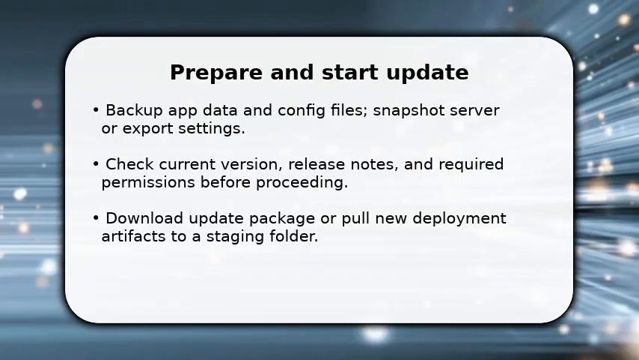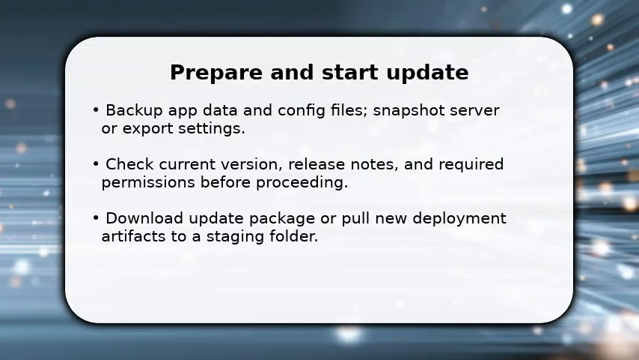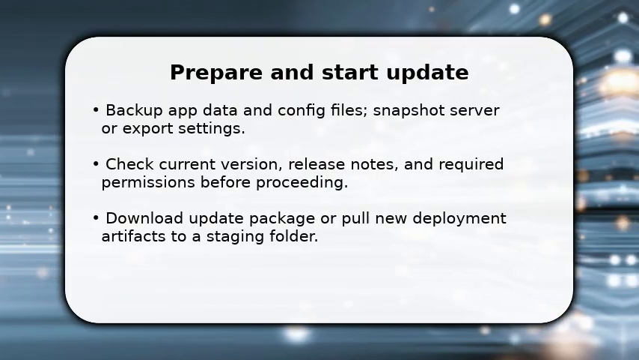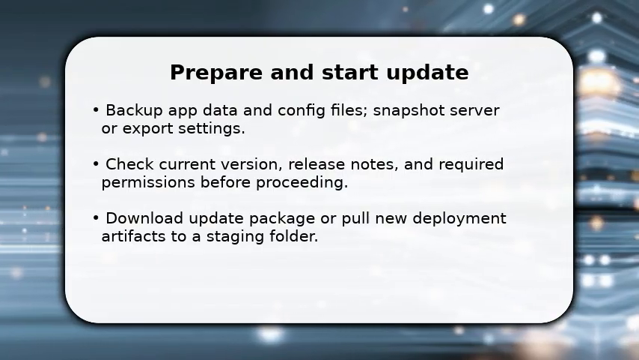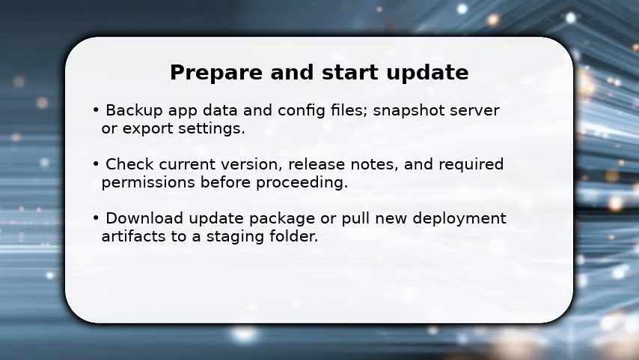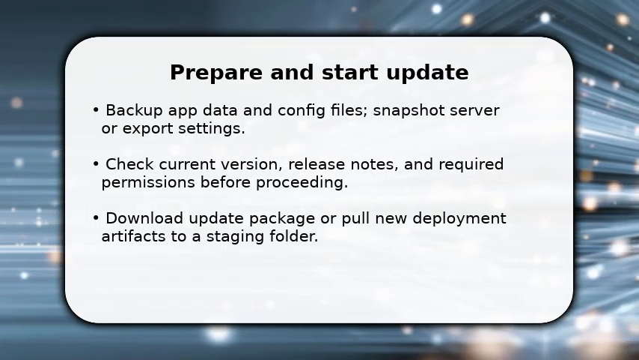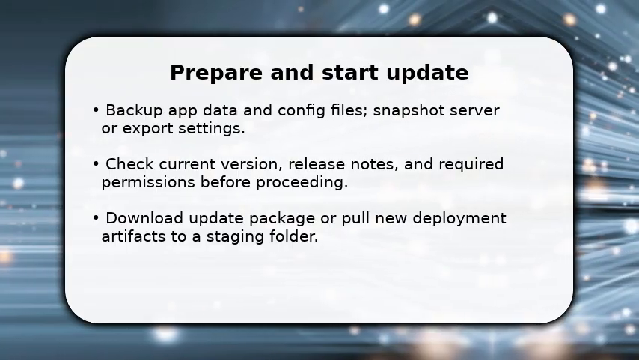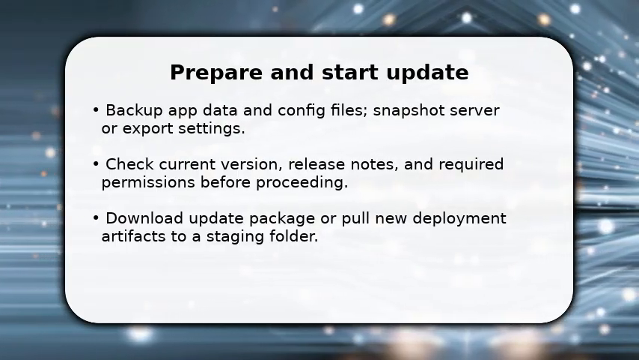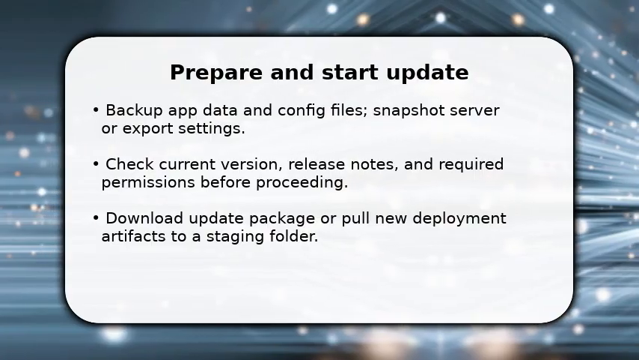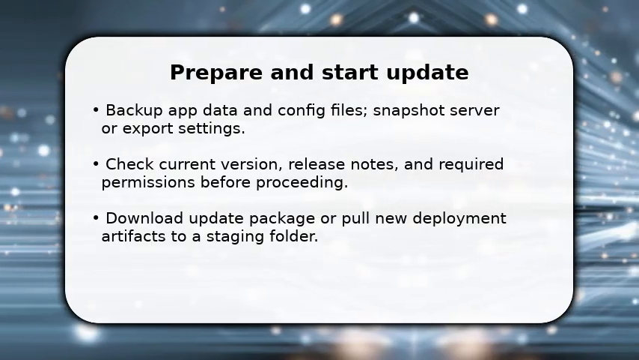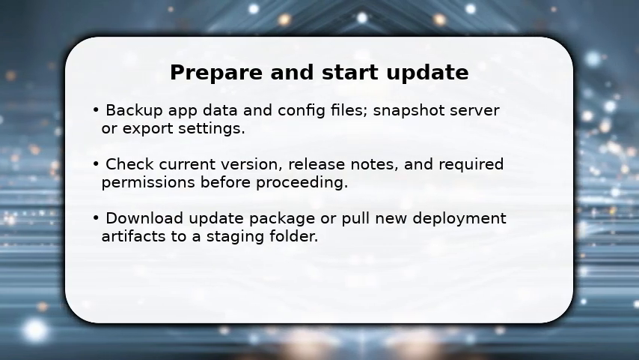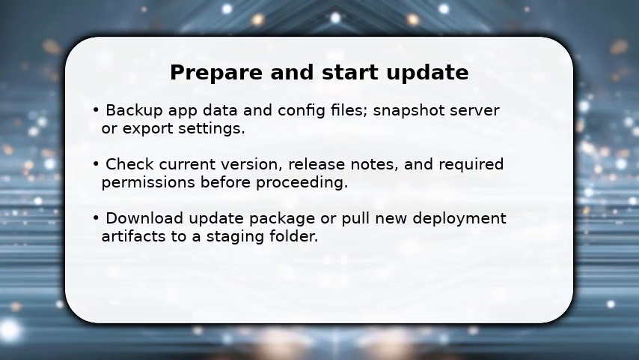You begin by securing the state, backup app data and configuration, and create a snapshot if possible. Once done, read the release notes to confirm prerequisites and permissions, then download the update package into a staging directory. Make sure to stop the app or scale down instances to prevent writes. This avoids corruption. You will also clear temporary caches and lock files so the installer can write cleanly. Finally, verify checksums on the package before moving to installation.